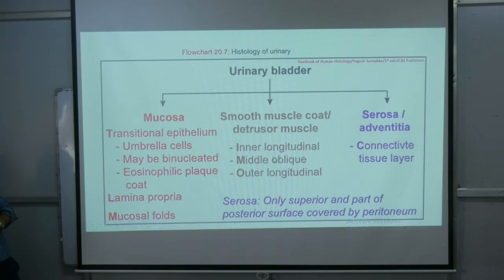It may have three different layers: longitudinal outer and inner, and in between an oblique coat, which may be present in this middle coat, and outside is a serous layer. This serous layer is lined with the peritoneum, which is present in some part of it.